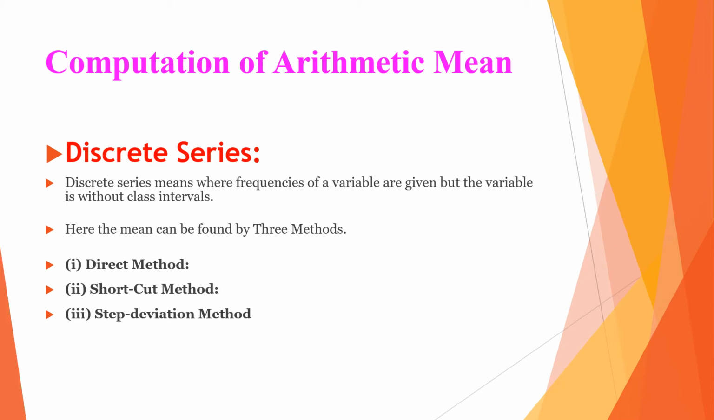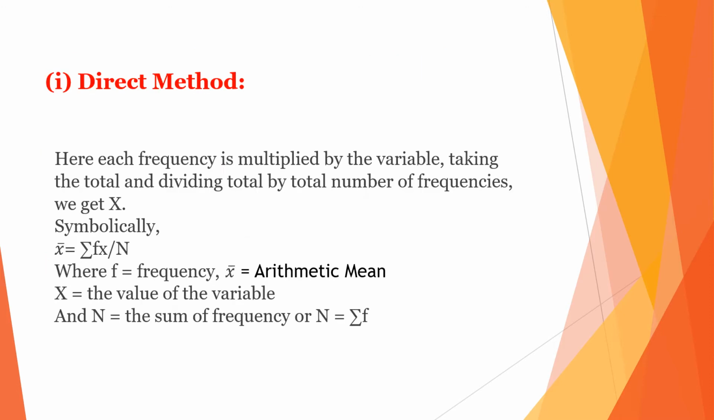Here the mean can be found by three methods: direct method, shortcut method and step deviation method. Direct method. Here each frequency is multiplied by the variable, taking the total and dividing the total by the total number of frequency. It means to calculate arithmetic mean in case of discrete series, x bar, which is known as arithmetic mean, equal to sigma fx divided by n.